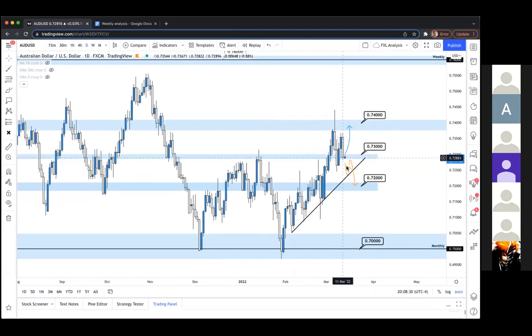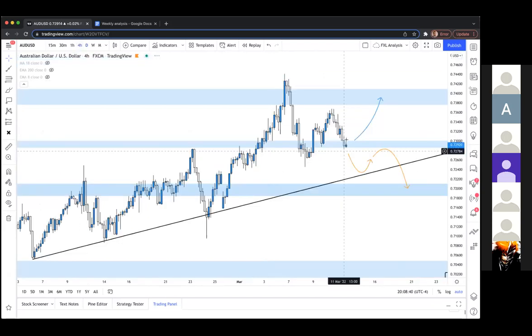So the daily is looking more bullish right now, but we need to drop to the 4-hour and look for reactions, see what price action on that time frame is telling us. But for right now, we're looking pretty bullish. This thing has been moving pretty well.